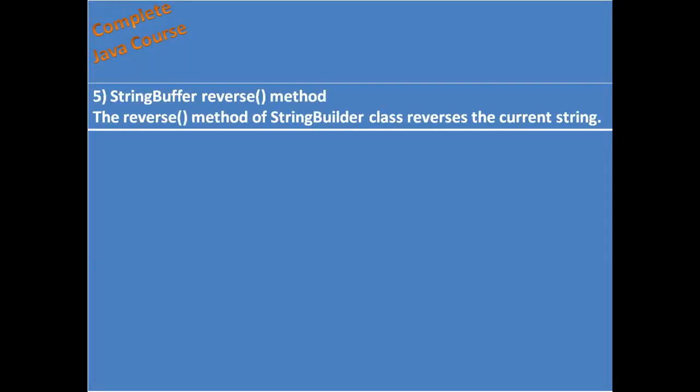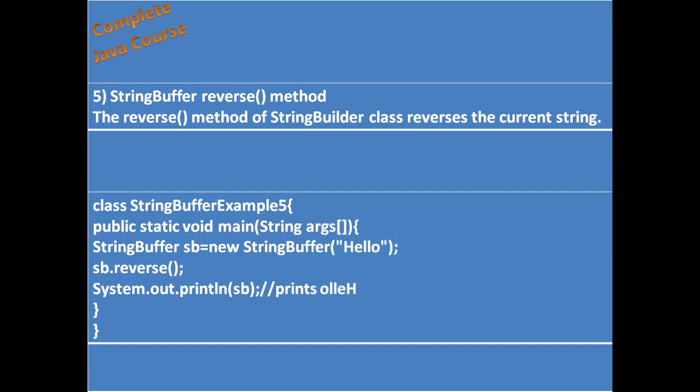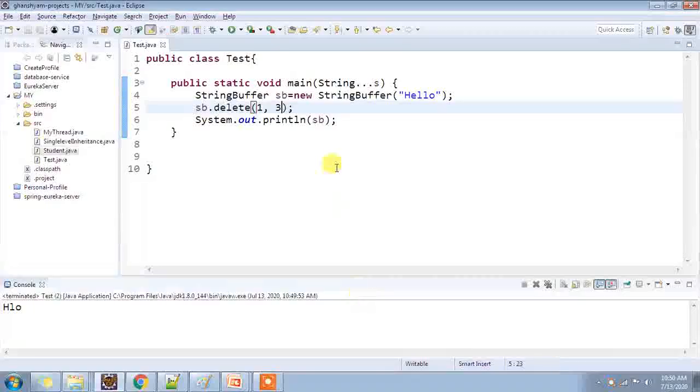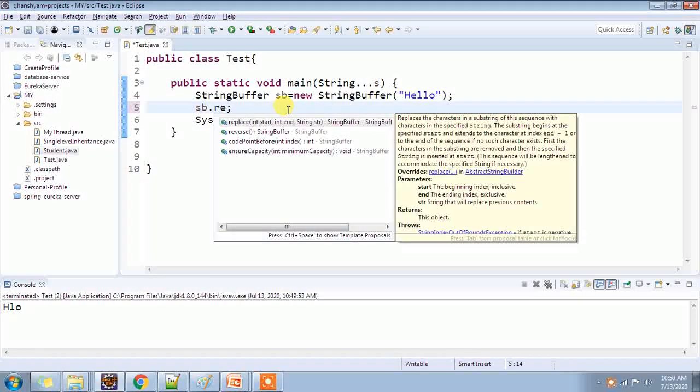Now the next method is the reverse method. The reverse method of the StringBuilder class reverses the current string. So here we have an example. This is the StringBuffer object, and if you call the reverse method, it will reverse the string. So here the output will be OLLEH. Okay, so let me show you, sb.reverse.